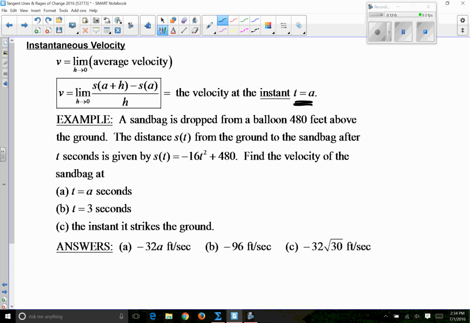An example is a sandbag is dropped from a balloon 480 feet above the ground. The distance s of t from the ground to the sandbag after t seconds is given by s of t equals negative 16t squared plus 480. Find the velocity of the sandbag at these 3 times. Part A at t equals a seconds, B is at t equals 3 seconds, and part C, find the velocity of the sandbag at the instant it strikes the ground.